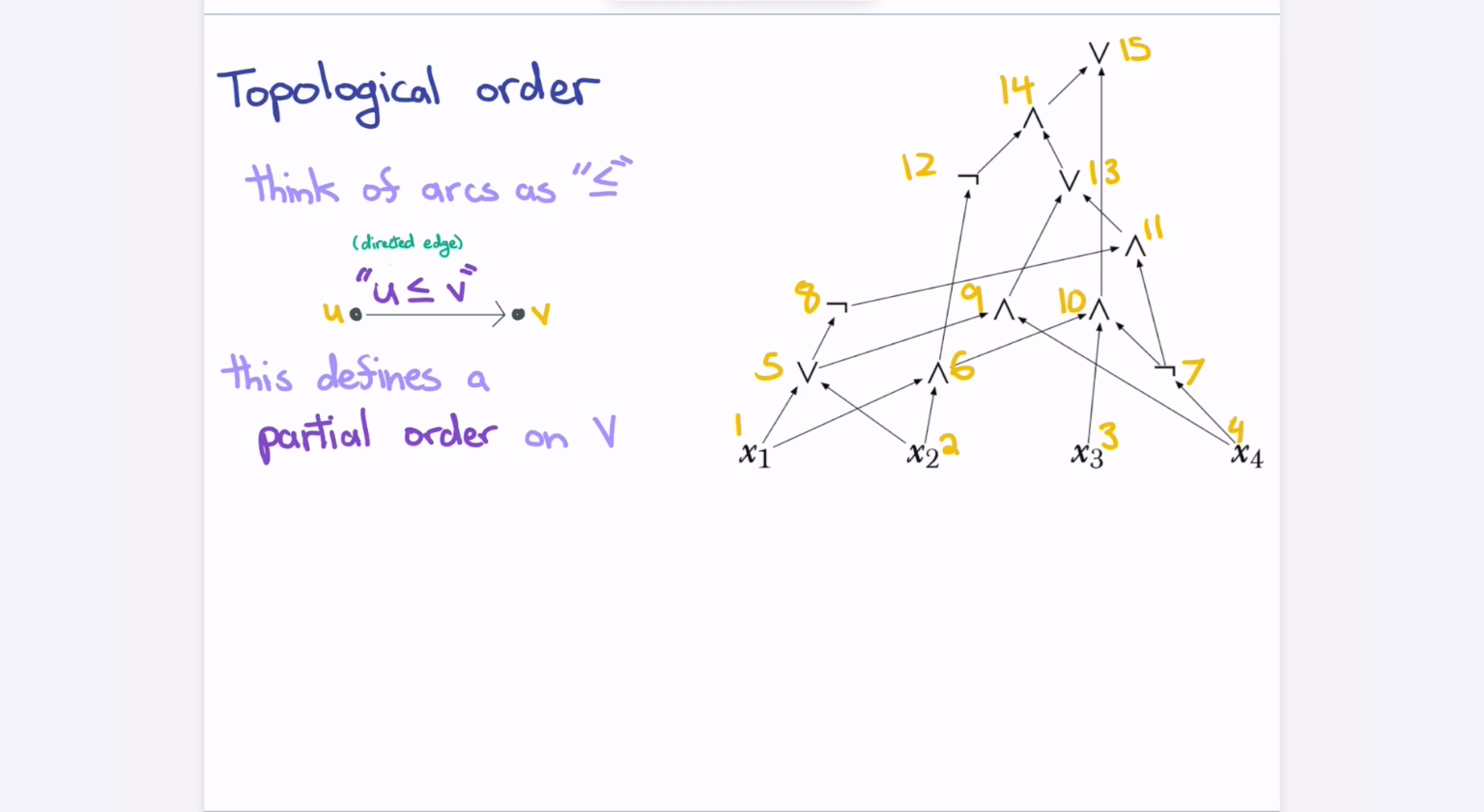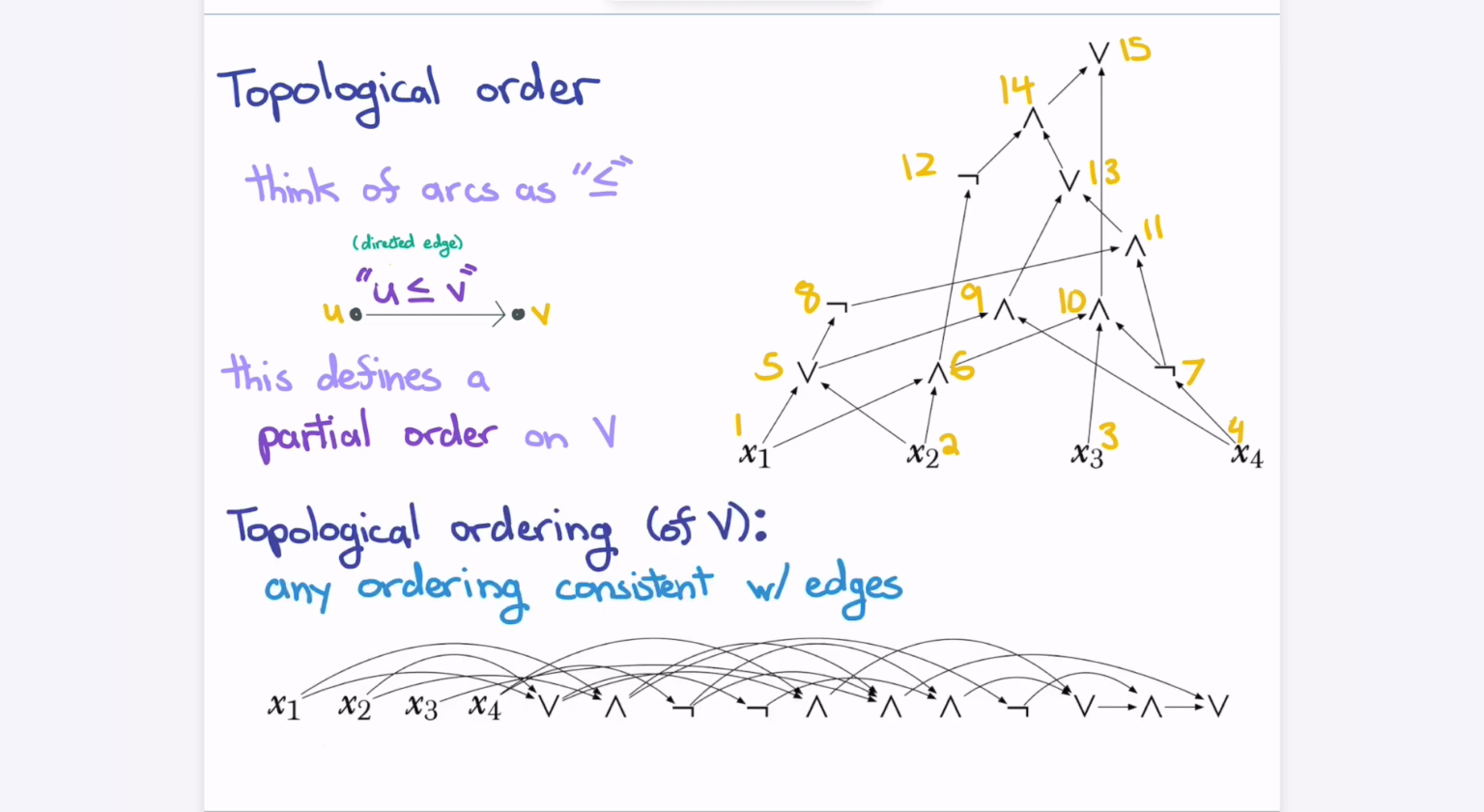So there's different ways to enumerate. I didn't have to make x1 1. X2 could have also come first, right? But this is enumerating in a way so that as you increase numbers, you're going up. So this is called a topological ordering: any listing of the vertices that's consistent with the edges. So this is accurate, and if you look at all the arrows, they're going from left to right.